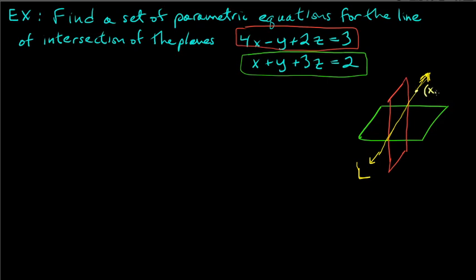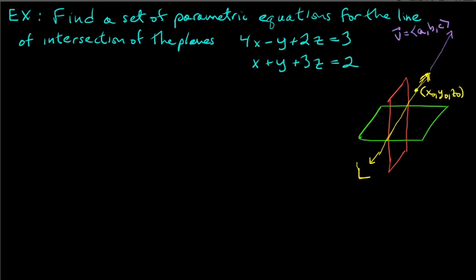So we need a point, x0, y0, z0, right? And we need a direction vector, v, that points along the line. I know that's not quite right, but close enough, right? So remember, the vector v will have components a, b, and c. And then once you have that information, you just write down the parametric equations, right? Okay, so I just wanted to clean that up a bit.